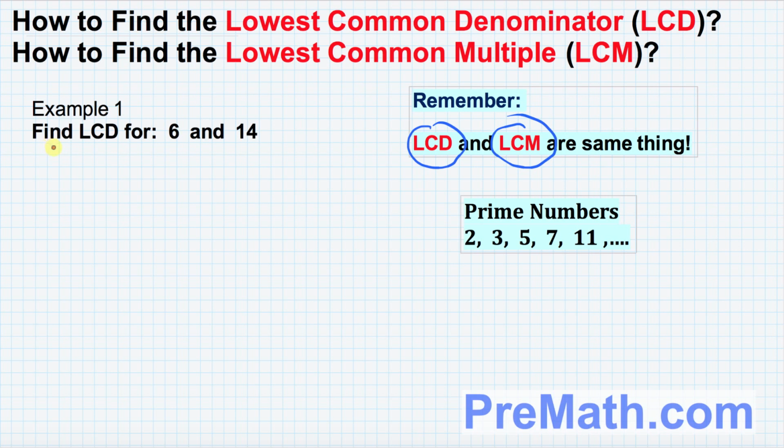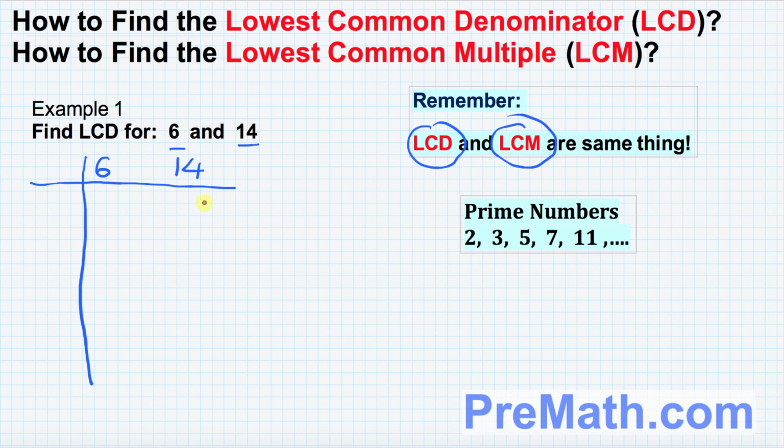We are asked to find the LCD for 6 and 14. Let me show you a really super easy way to do this kind of problem. You have never seen that one before. I want you to draw a vertical bar like this one, and then draw a horizontal bar like this one over here, and put down these numbers, 6 and 14.